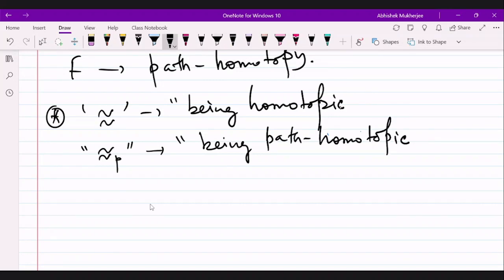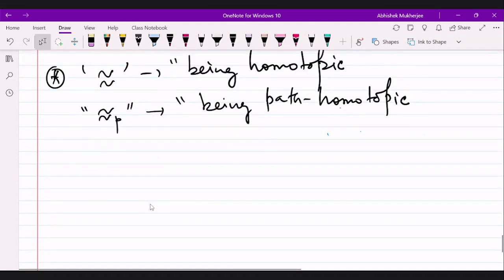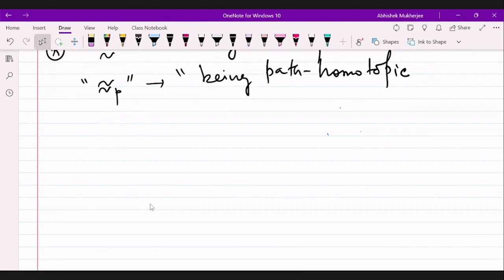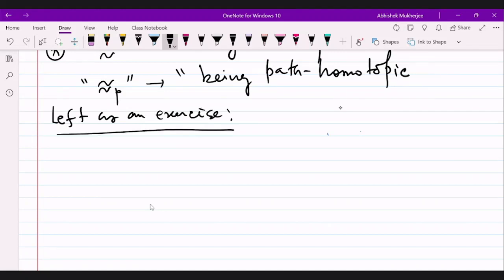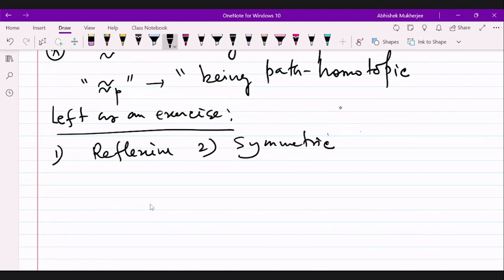On a class of paths from A to B in X. Okay. Now I am going to give you some exercises. So this will be left as an exercise. You need to check first that these two relations are reflexive, symmetric, and transitive.